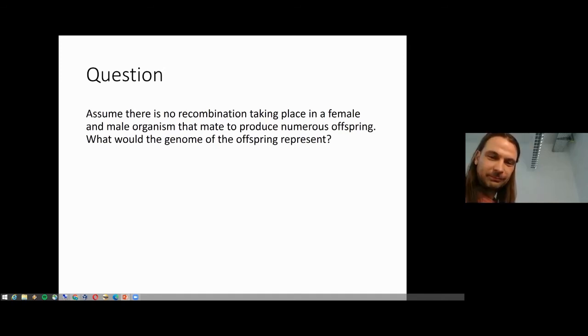Well, I guess the genome of the offspring would be identical to that of the parents. If the female and the male organism don't recombine their genetic material, then the offspring would be identical to the parents. They would be like clones.